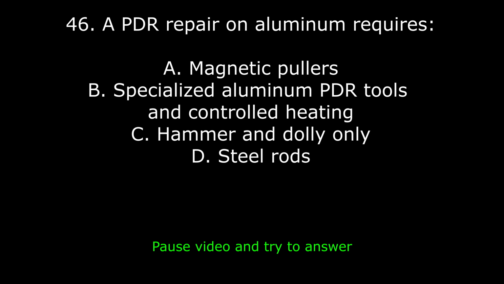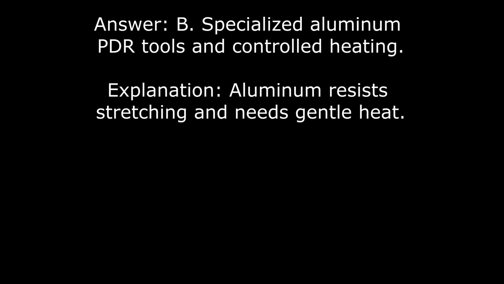46. A PDR repair on aluminum requires A. Magnetic pullers. B. Specialized aluminum PDR tools and controlled heating. C. Hammer and dolly only. D. Steel rods. Answer: B. Specialized aluminum PDR tools and controlled heating. Explanation: aluminum resists stretching and needs gentle heat.